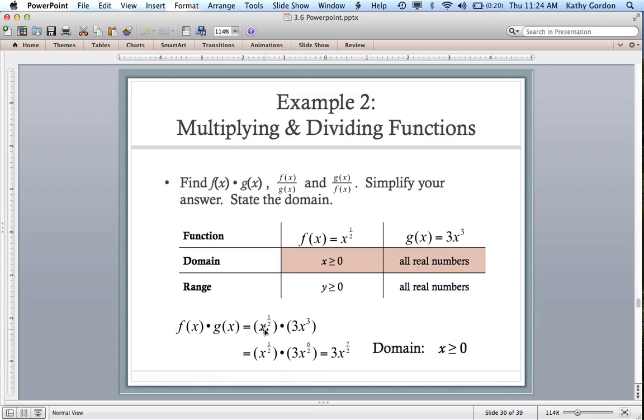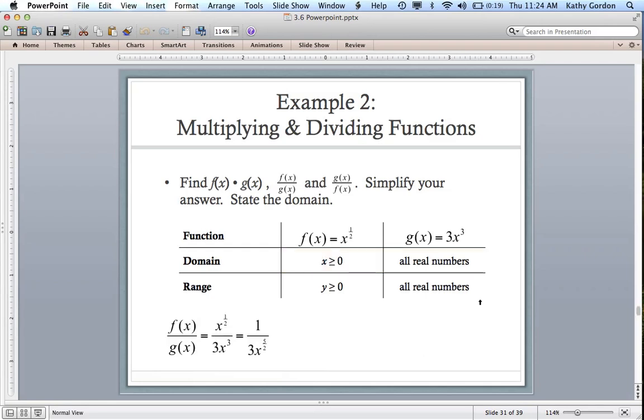I'm also going to use the fact that because I have an x as a common base, I can add my exponents here, and so the 1/2 here plus the 3 there, which I changed to 6/2, that's going to give me 7/2. So 3x to the 7/2 is our simplified result, and the domain for that will be x is greater than or equal to 0.